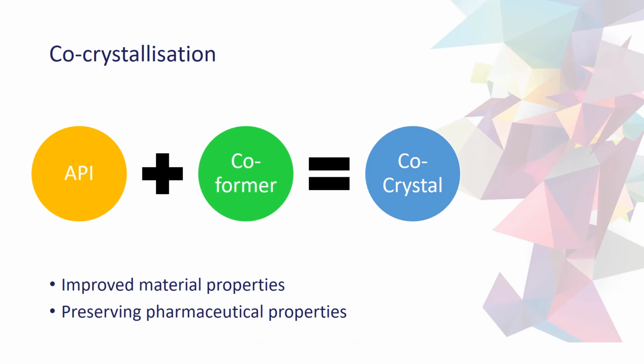So simply put, this is our equation for making a co-crystal. Our active pharmaceutical ingredient, be it paracetamol or ibuprofen or THB, plus a co-former molecule makes our co-crystal, and we want to improve the material properties while preserving the pharmaceutical properties. So we still want paracetamol to be paracetamol, but maybe we want it to react faster in the body, react slower in the body, take on a different form, and we can do that via co-crystallization.